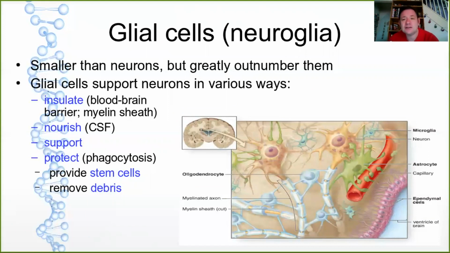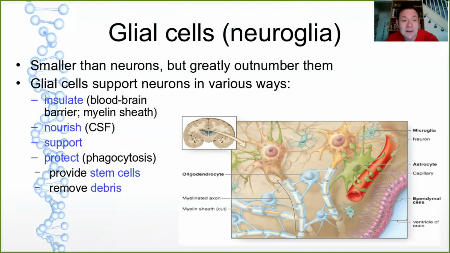Next, we have the glial cells. I mentioned these earlier on. They're sometimes referred to as neuroglia. Glial cells are smaller than neurons, but greatly outnumber them. The glial cells support the neurons. They feed them, they protect them, all sorts of things. So think of your brain as a big collection of normal, everyday neurons that do the processing, but around them are all these glial cells that support and feed them.